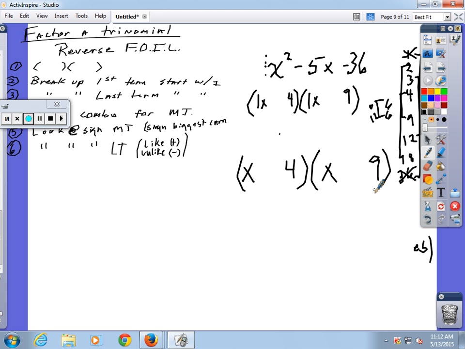So that means the biggest number has to carry the negative. So which one's that? What does this mean? To get a negative 36, I've got to have like signs or unlike signs. So if this is a negative, that's all it is to it. And I guarantee you somebody in here is going, wow, that's easy. Why was it so complicated?